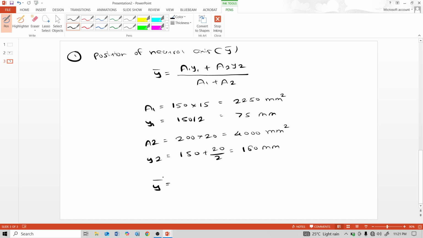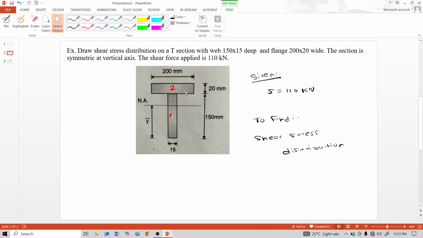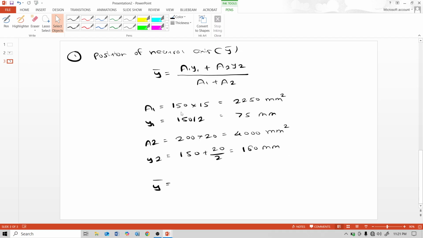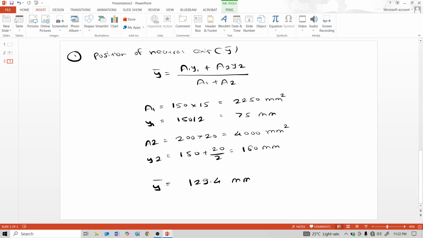Y bar is equal to 2250 multiplied by 75 plus 4000 multiplied by 160 divided by 2250 plus 4000. That gives 129.4 mm, the position of the neutral axis for the whole T section. Y bar is equal to 129.4 mm. This is the first step. The second step is to find the moment of inertia.